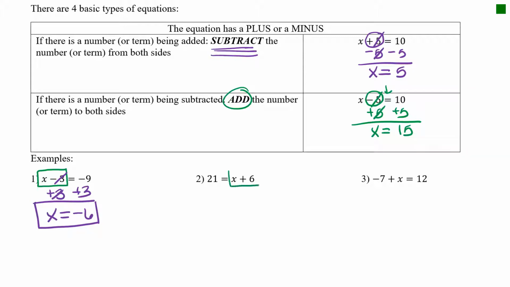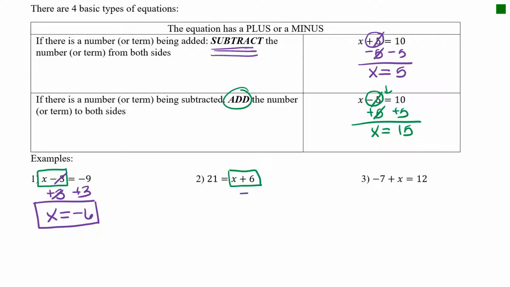Okay, over here on the right-hand side is where my x is. Oh my gosh, it's on the right-hand side. No, I can't do it. Yes, you can. You're going to just do the same thing, but we're going to start on the right-hand side.